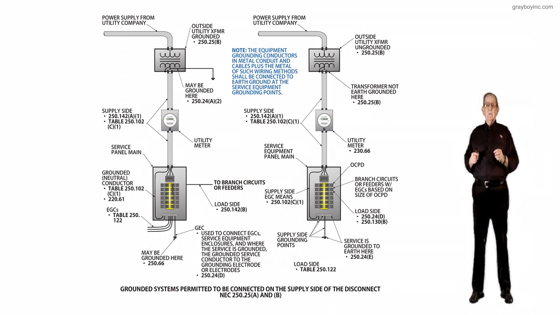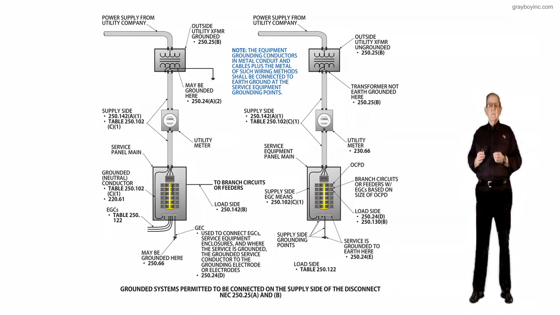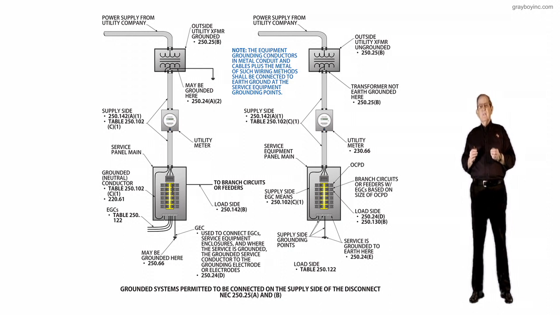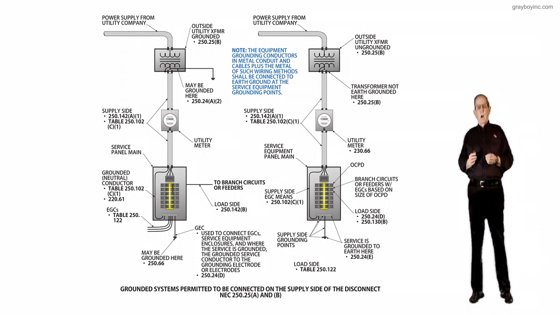So the purpose of the change is to provide a new section. And this new section has been added really to clarify the requirements for grounding systems permitted to be connected on the supply side of the disconnect. Not all equipment grounding to the utility is considered a service, such as parallel power production equipment, but it should be grounded and bonded with the same requirements.